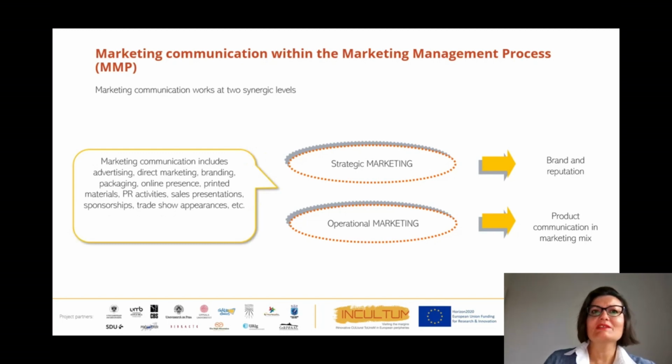Marketing communication includes advertising, direct marketing, branding, packaging, but also online presence, printed materials, public relations activities and sales presentations, but again, sponsorships, corporate social responsibility, trade show appearances, and much more. The important thing is to clarify and to bear in mind the objective of your communication and the object of your message. Together with the receiver, the target, you address your communication and the effect you want to produce. On these aspects, you can find full detail in Unit 1 of Section 2, titled Communication Principles.